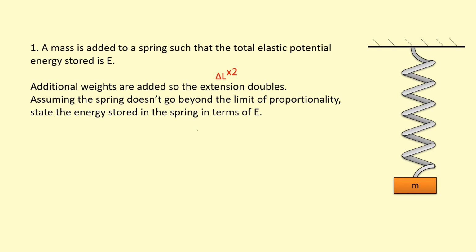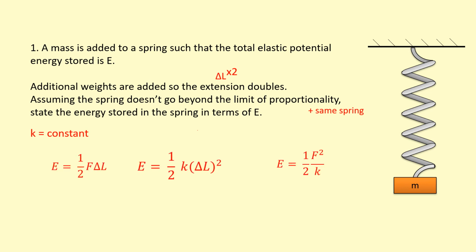Okay, so it's the same spring, and also I'm going to be within the limit of proportionality, which means the spring constant hasn't changed. So we know what's happened to delta L, and we know that the spring constant is constant. However, we don't know what the new force applied is. Okay, so we need to pick one of these equations. Because we know what's going to happen to k, the spring constant, and the delta L, I'm going to use the one in the middle.